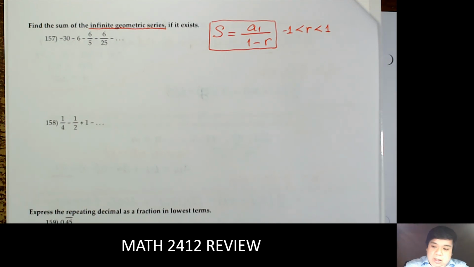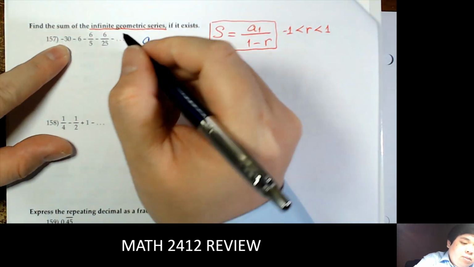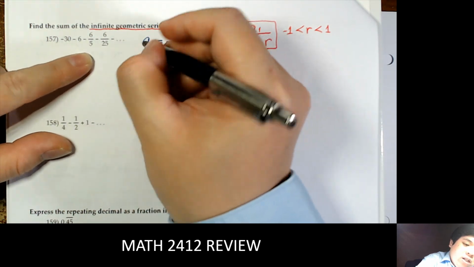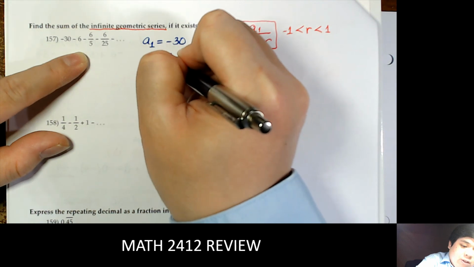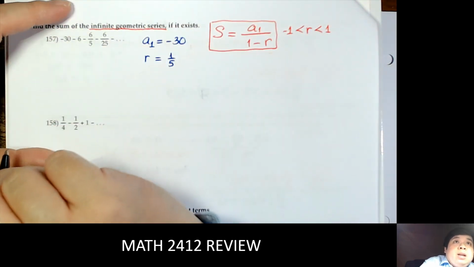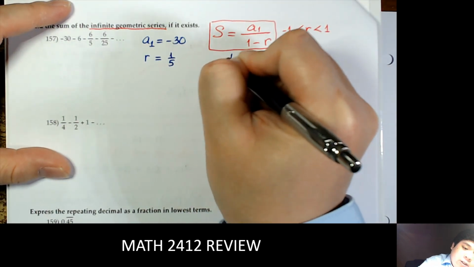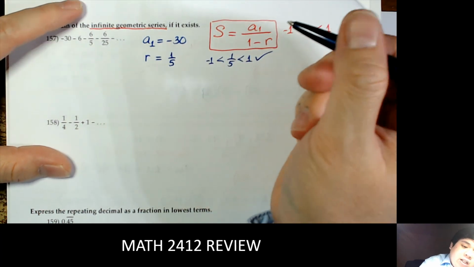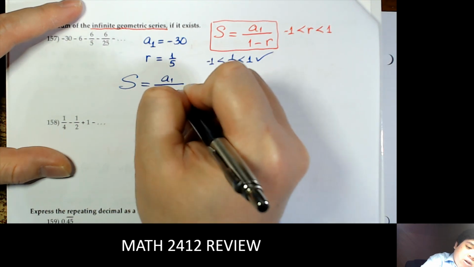Right, so let's write out the first term here, which is -30. To get from this to the next, it looks like we have to multiply by 1/5. And the 1/5 is between -1 and 1, so that checks. So the sum is equal to the first term over 1 minus r.